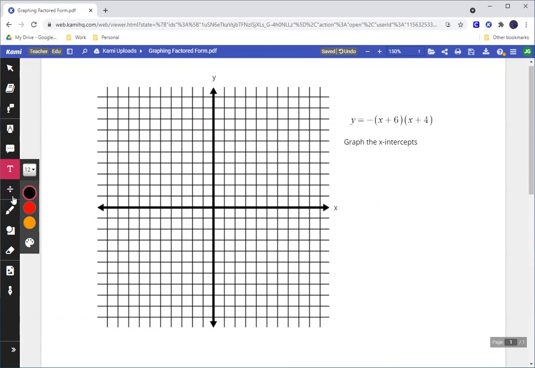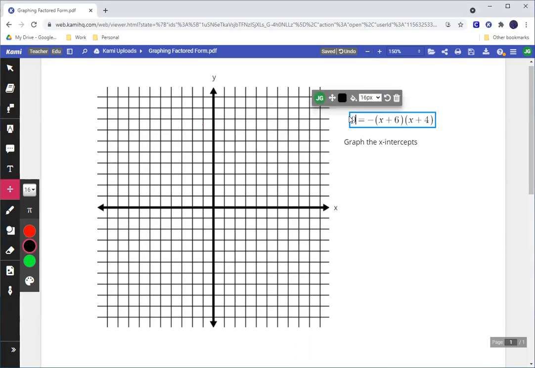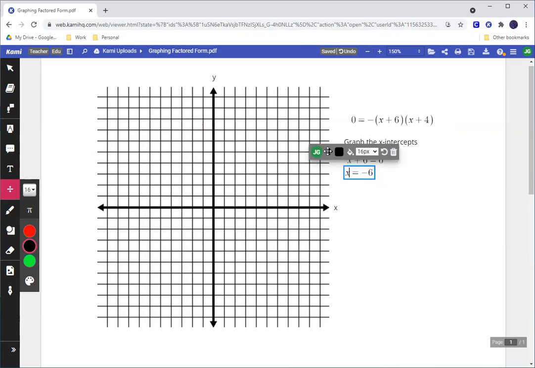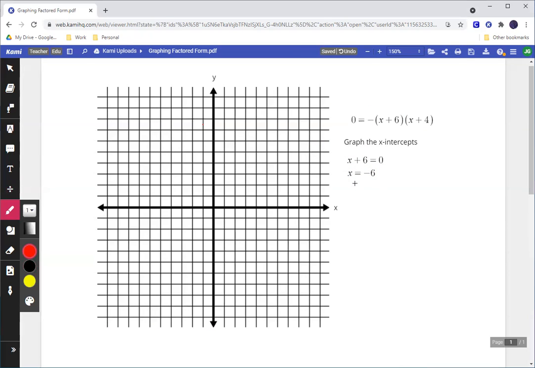In order to do that, we're going to set y equal to 0 and then solve. Using what we know about the zero product property, we have two items, two parentheses that equal 0 when multiplied. Therefore, one or the other must be equal to 0. So possibility number 1, x plus 6 equals 0, which then means that x equals negative 6. And that leads us to the point negative 6, comma 0.